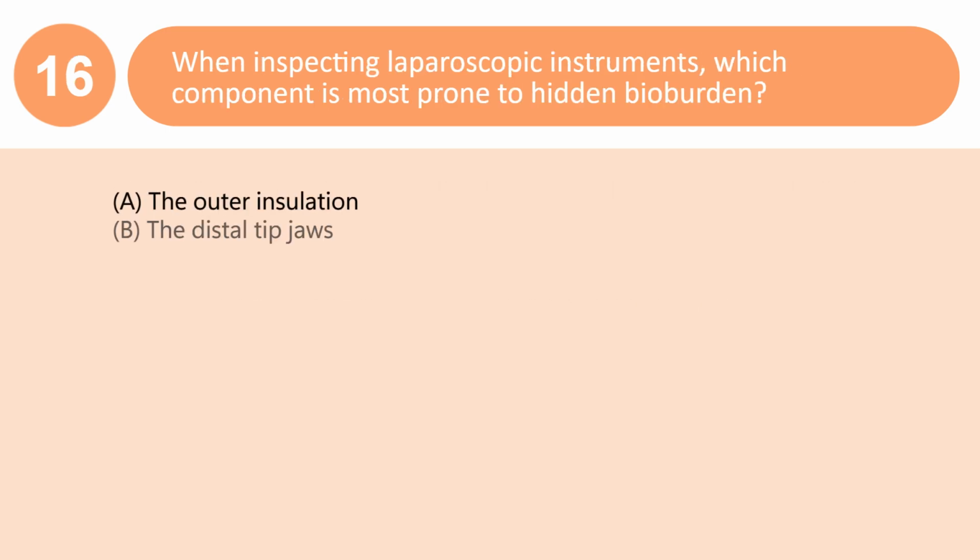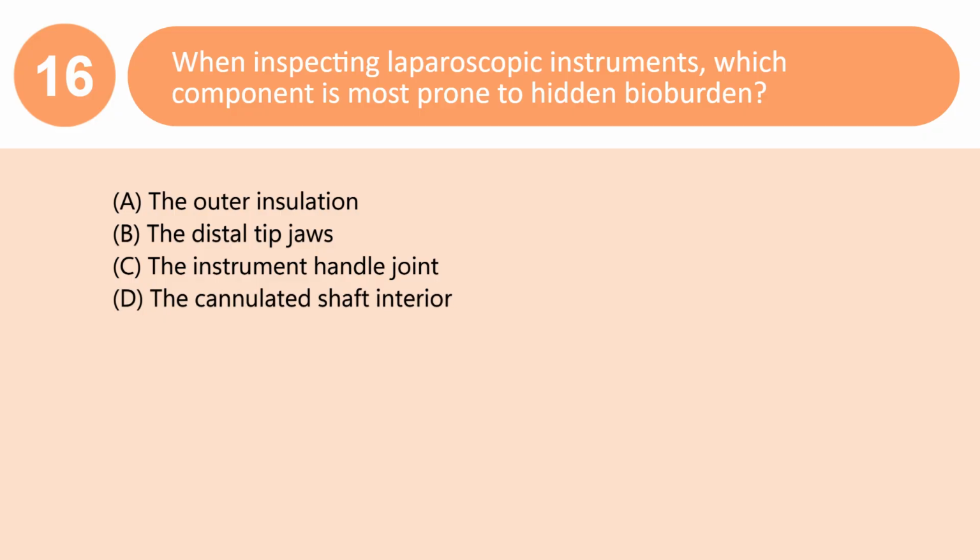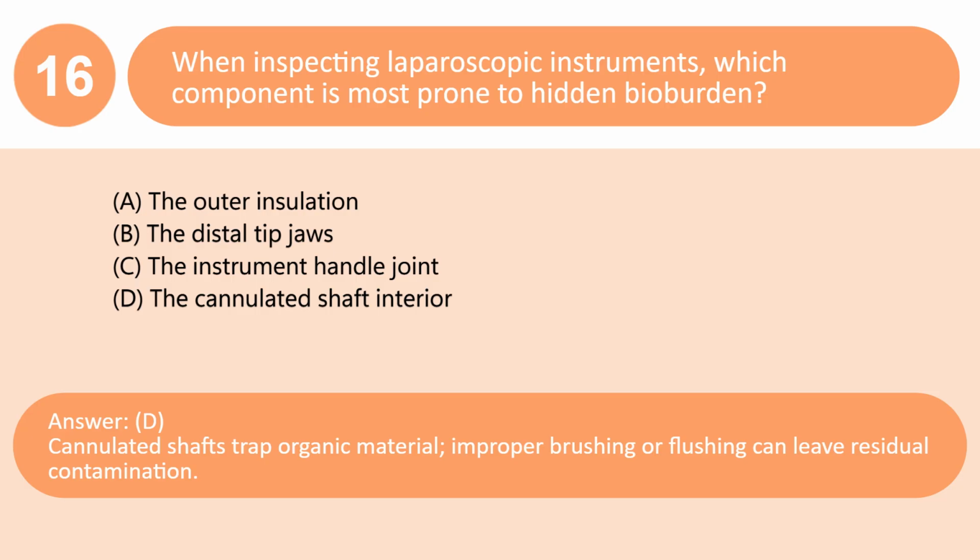When inspecting laparoscopic instruments, which component is most prone to hidden bioburden? A. The outer insulation. B. The distal tip jaws. C. The instrument handle joint. D. The cannulated shaft interior. Answer: D. Cannulated shafts trap organic material. Improper brushing or flushing can leave residual contamination.